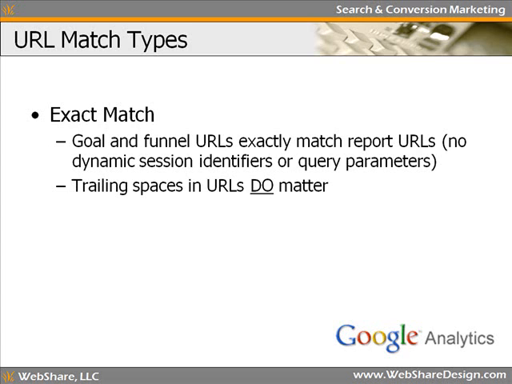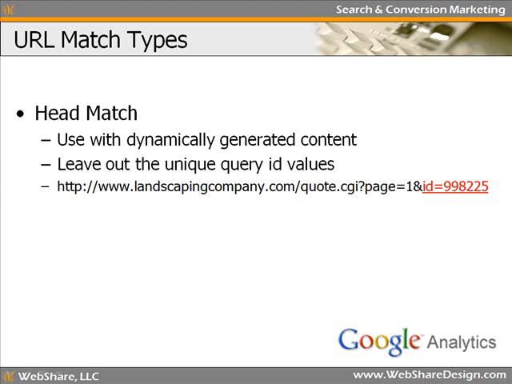The exact match option requires that the URLs entered as your goal and funnel URL exactly match the URLs shown in the Google Analytics report. There can be no dynamic session identifiers or query parameters. The exact match option should be used for goal conversions that do not uniquely identify visitors. For example, you might use the exact match option for a goal conversion that tracks email registrations. Note that when using exact match, any trailing spaces in the goal URL will cause the goal conversion tracking to be invalid.